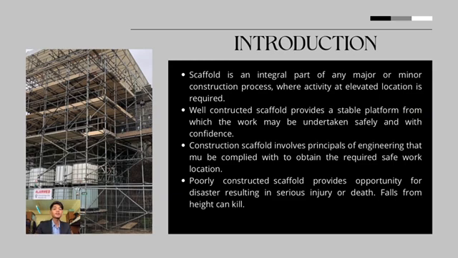Thirdly, construction scaffold involves principles of engineering that must be complied with to obtain the required safe work location. Engineering principles need to be followed so that the scaffolding is in a safe condition for use. In addition, the type of scaffolding plays a role in advancing the project. Proper scaffolding can make it easier for workers to do work, and safety is also guaranteed. There are 8 main types of scaffolding used worldwide today: put-out scaffolds, independent scaffolds, vertical scaffold, truss-out scaffold, suspended scaffold, slung scaffold, mobile tower scaffold, and gantry scaffolds.